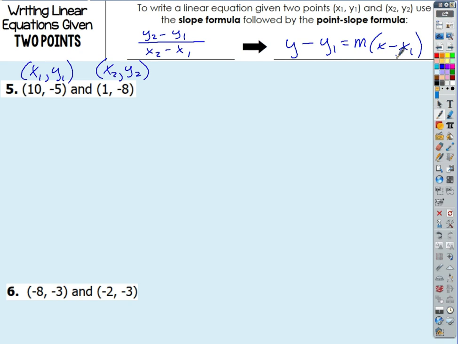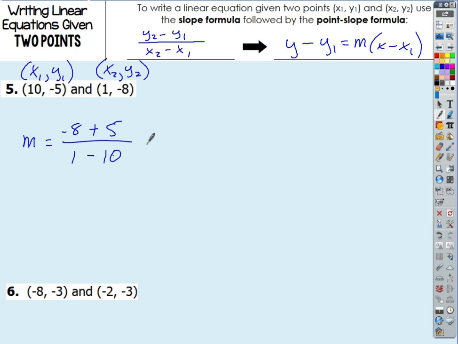If I want to calculate slope, what's that going to equal? Joseph, what's that going to equal? What goes on top? Maybe -3 or +5. Plus 5, good. Minus -5 over 1 minus 10. Good. Everybody see that?